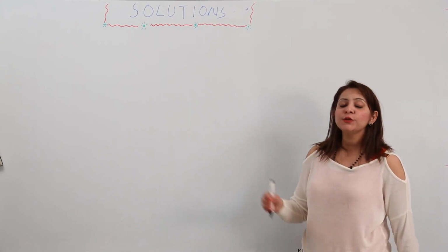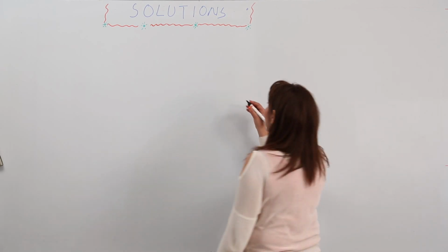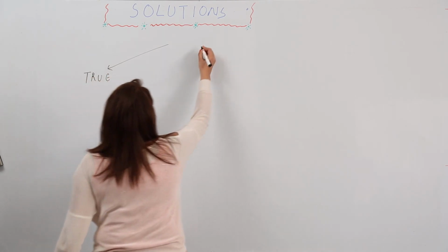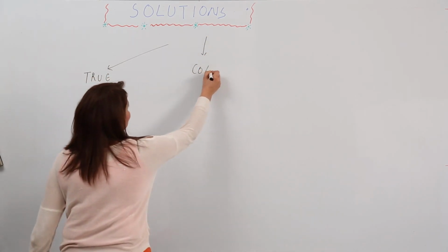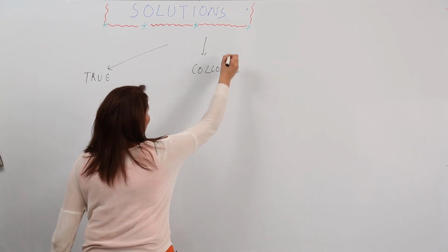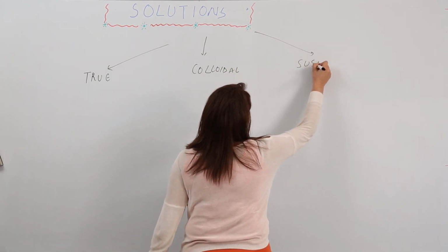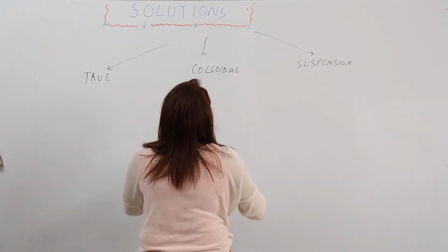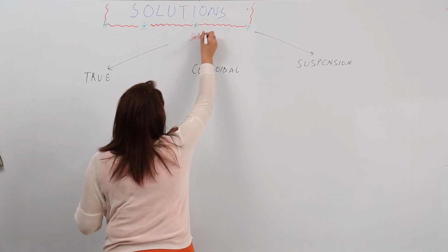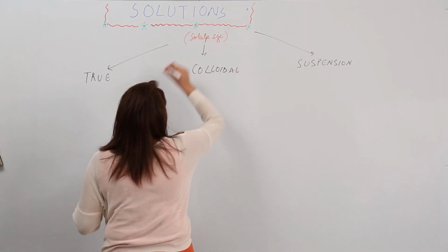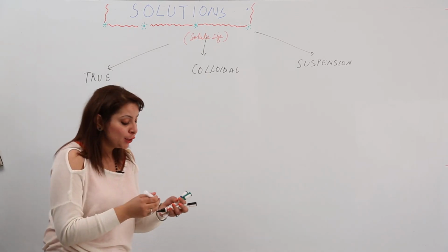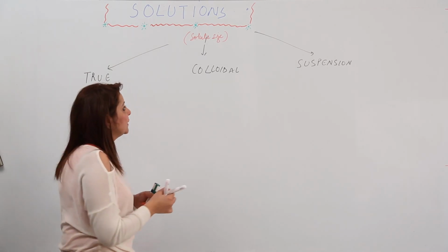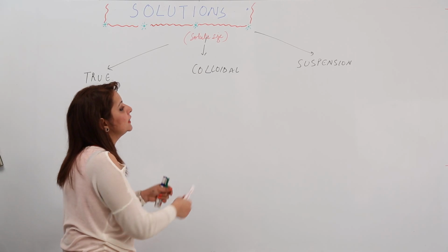Now, on the basis of the size of the solute, solutions are classified under 3 categories. One is true solution, the other is colloidal solution, and the other is suspension. So, you should remember that this classification is entirely on the basis of solute size, due to which the properties of the solutions change a little bit. So they are classified under 3 categories: true solutions, colloidal, and the suspension.